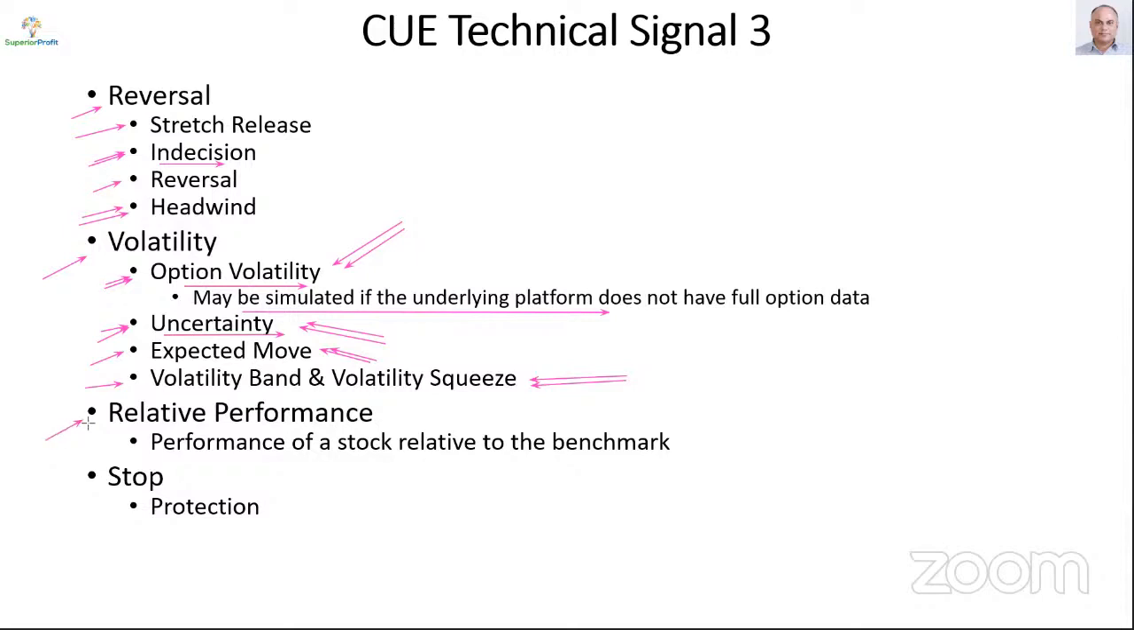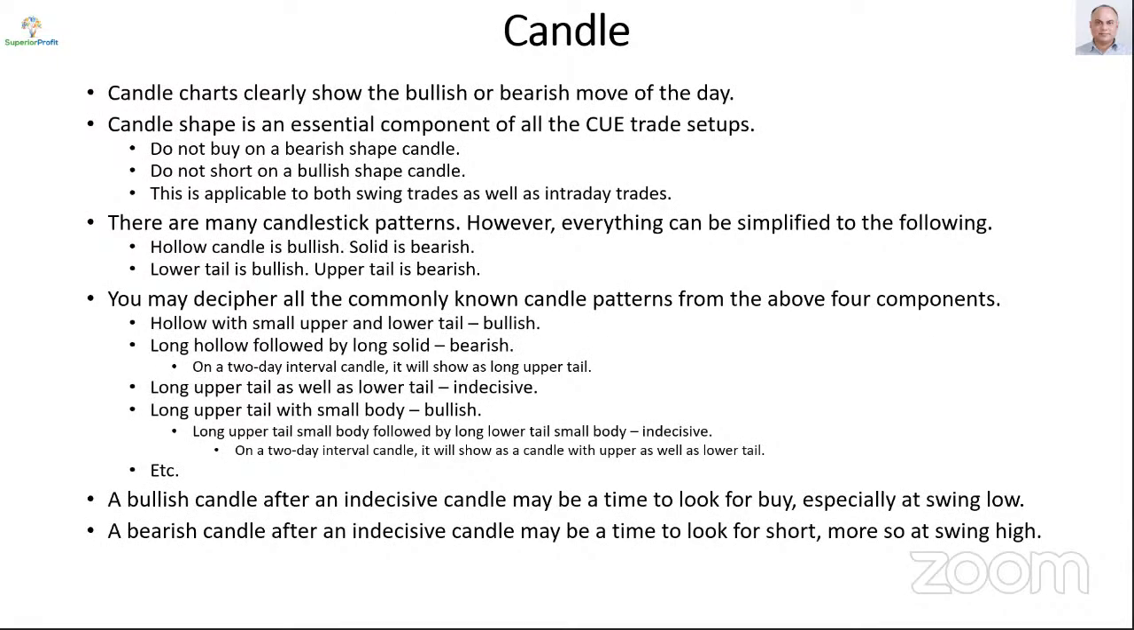Then we have another class of indicator, that is relative performance, that measures performance of a stock relative to the benchmark. Then yet another class to decide stop loss, that is the Q protection signal. Now let's go through all these indicators one by one.